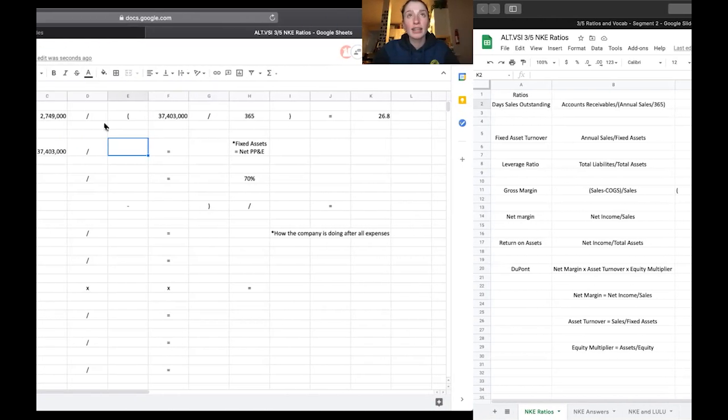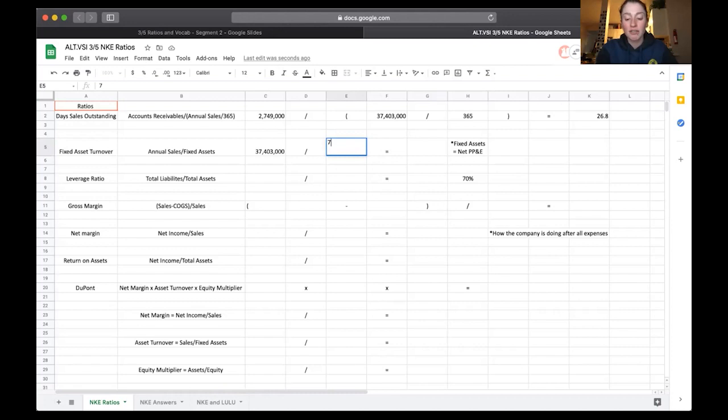So go on ahead, divide that by your fixed assets, which is 7,963,000, and that gives you 4.7 for your fixed asset turnover.